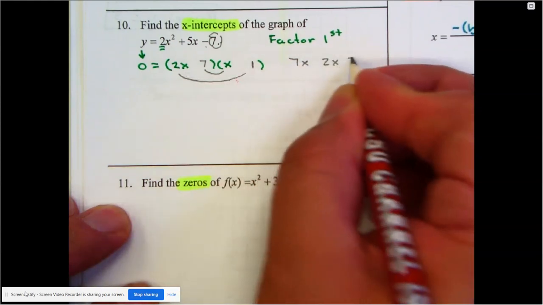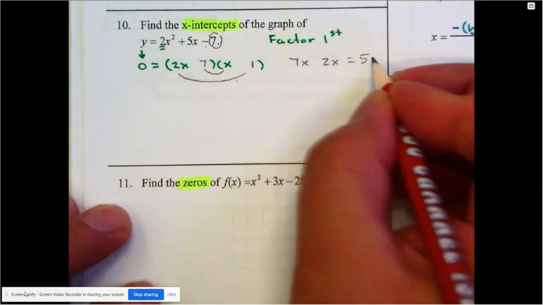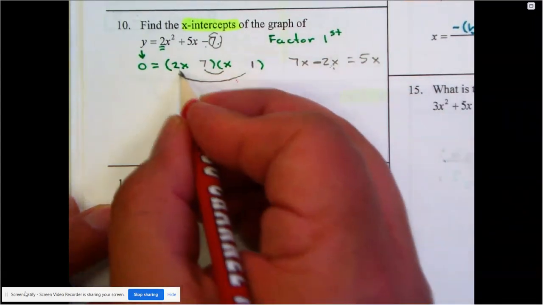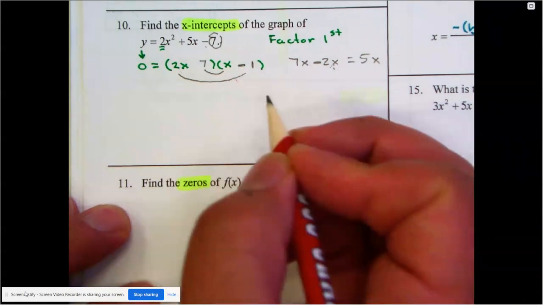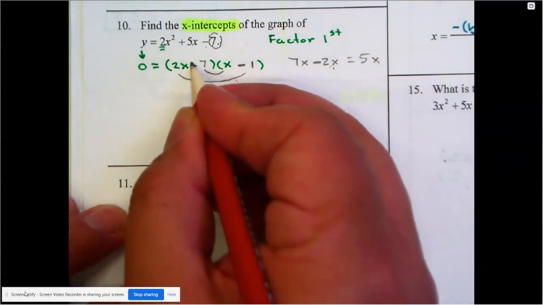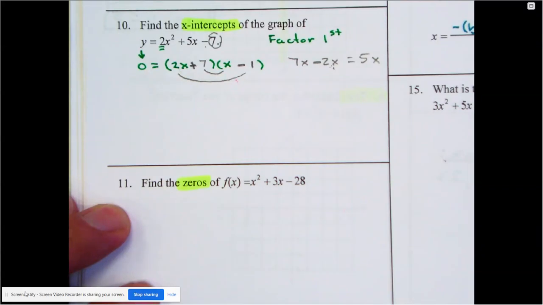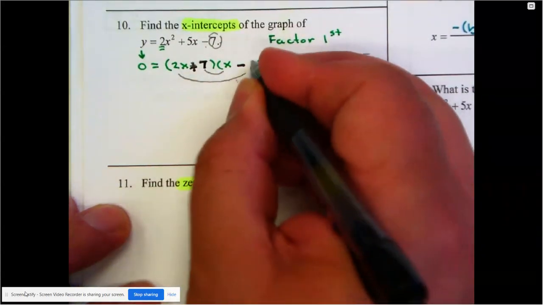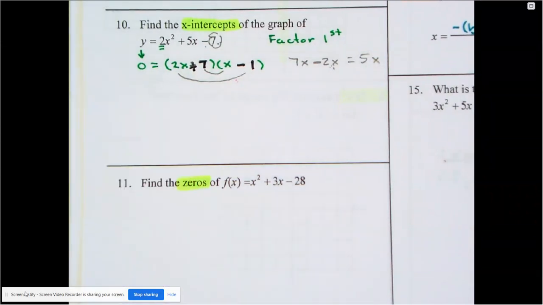That's 2x, but I'm trying to get a 5x out of it, which means the 2x should be the negative. There's the 2x, make it a negative, which makes the 7 a positive number. There, everything checks out. We'll make it nice and dark here now, since we don't have to erase. All right, my factoring is done.